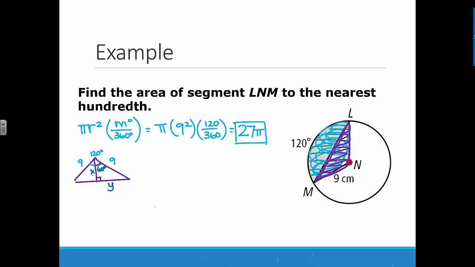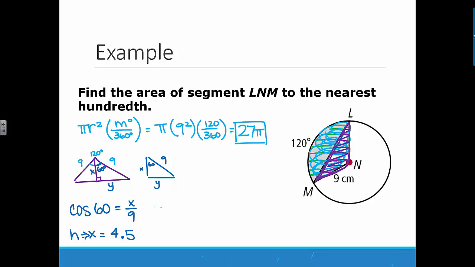So pretend that we have just this triangle here with 60, we have x, we have y, and we know this is 9. Let's find x first. That would be adjacent over hypotenuse, so we're going to take the cosine of 60. And if we throw this into our calculator, we end up with 4.5. So that's the height of our triangle.